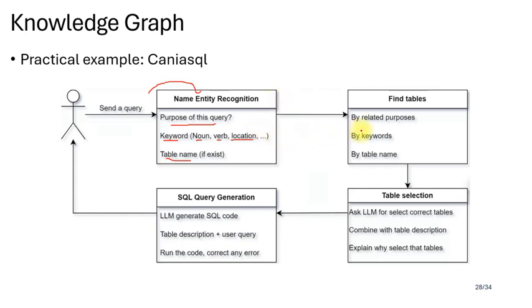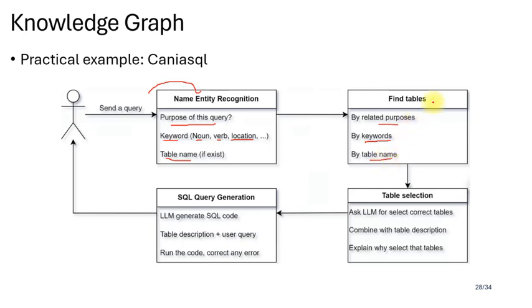We can find a table by the purpose, because sometimes the user will not mention the table directly. Maybe they just mention the purpose, they want to do something. So we can find the table by related purpose, or they just say some short keyword like RAG, then we can find by keyword. Or in the good case, if they mention the table name directly, oh, that's so good, we can find by table.